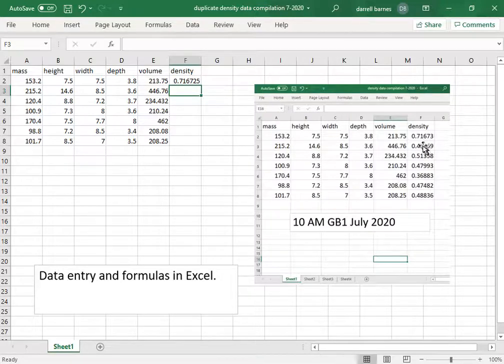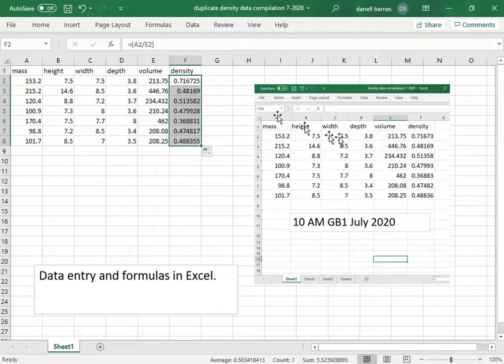Now the numbers are not exactly right, are they? 0.6. Okay, this is rounded off. This 5 rounded this 2 to a larger number. So let's do the same thing. Let's grab a hold of the corner and pull this formula down and see if we get 0.513, 0.479, 0.368, 0.474, 0.48. Lovely, lovely.